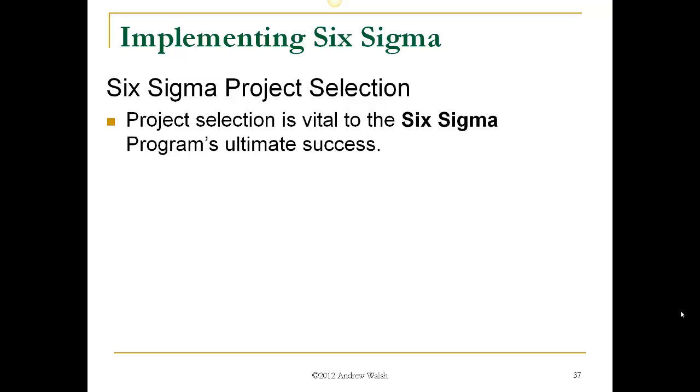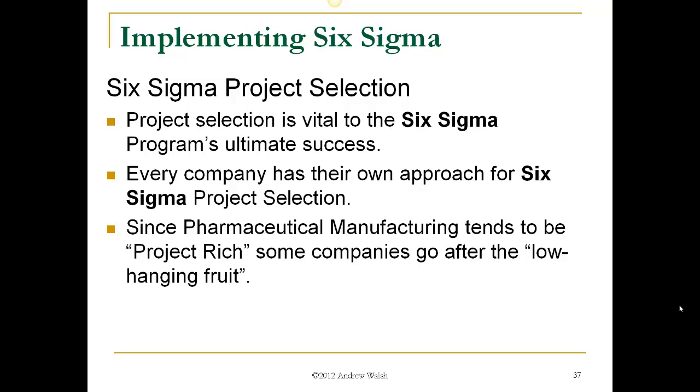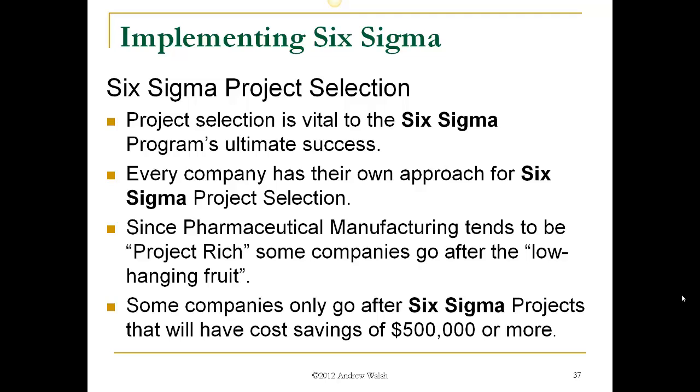Now, how do you pick your projects? Project selection is vital to the Six Sigma program's ultimate success. You pick the wrong projects and don't save any money, you're not going to be successful. Every company has their own approach for Six Sigma project selection. Since pharmaceutical manufacturing tends to be project rich, some companies just go after the low-hanging fruit, which is not necessarily a bad approach. And some companies will only go after Six Sigma projects that have cost savings of $500,000 or more. That's generally to make sure they offset the cost of implementing the program.